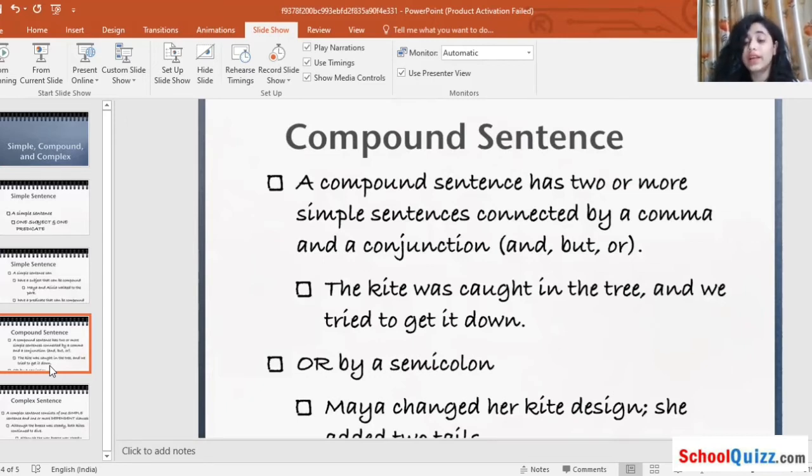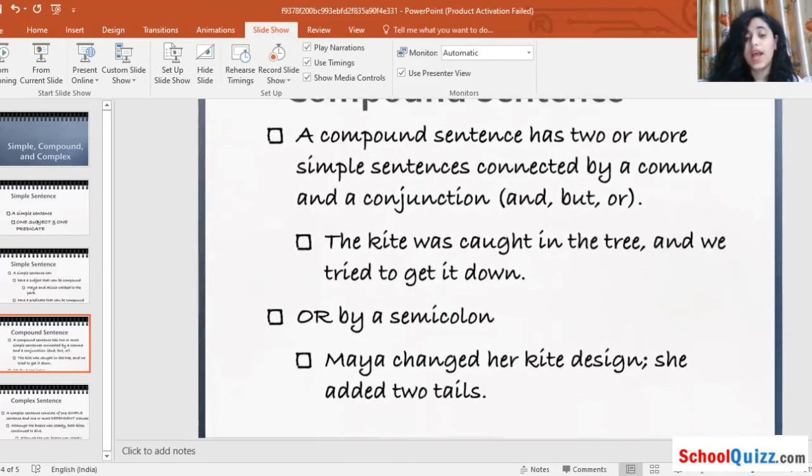Maya changed her kite design; she added two tails. So that is a compound sentence. That means these two sentences can also be written down separately. Maya changed her kite design, one sentence. She added two tails. Because of the semicolon, we joined the sentences. So that will be a compound sentence.